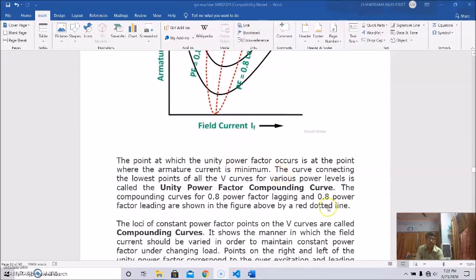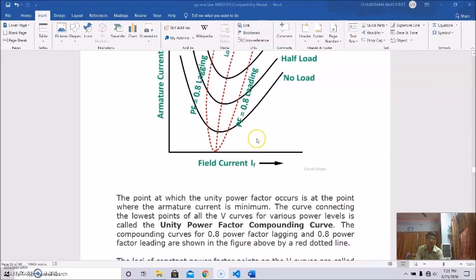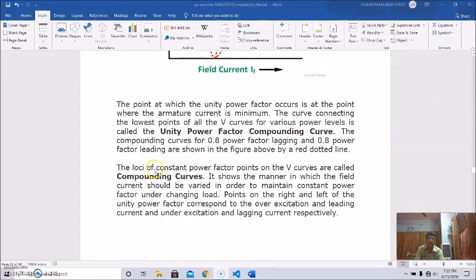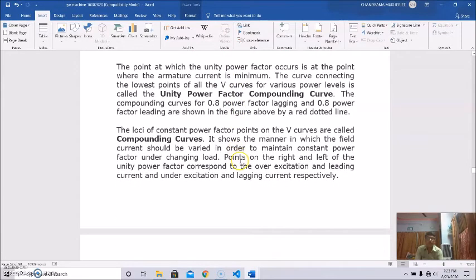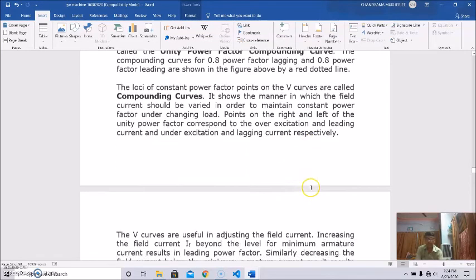The compounding curves for 0.8 power factor lagging and 0.8 power factor leading are also shown here in dotted lines. The curves of the constant power factor points on the V curves are called the compounding curves. It also shows the manner in which the field current should be varied in order to maintain a constant power factor under changing load. Points on the right and the left of the unity power factor correspond to over excitation and leading current, and under excitation and lagging current respectively.